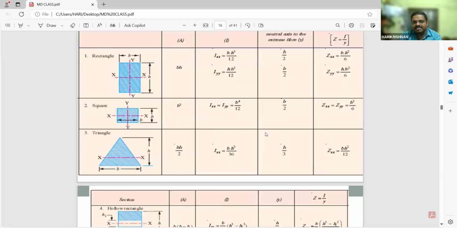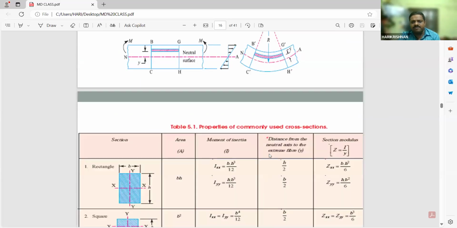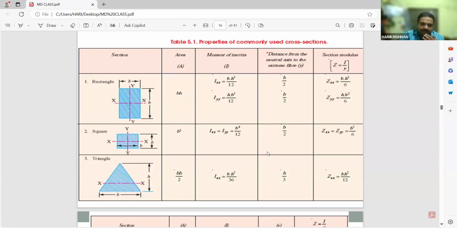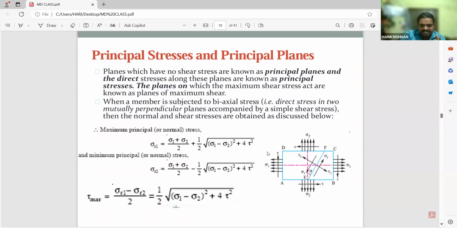Then we discussed equations relating to bending stress. What are the equations we generally use for bending stress? The equation is M by I is equal to sigma by Y is equal to E by R. These are the basic equations we use when designing a component in machine design, depending upon the feature or the material we are using. Then we studied principal stress and principal strain.